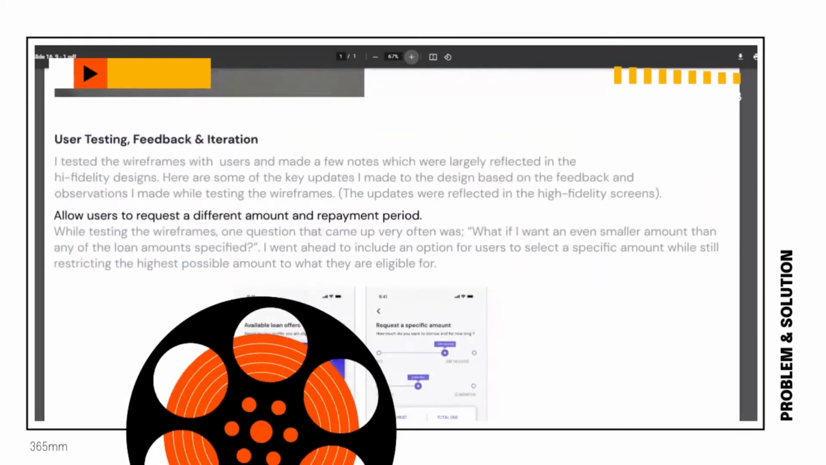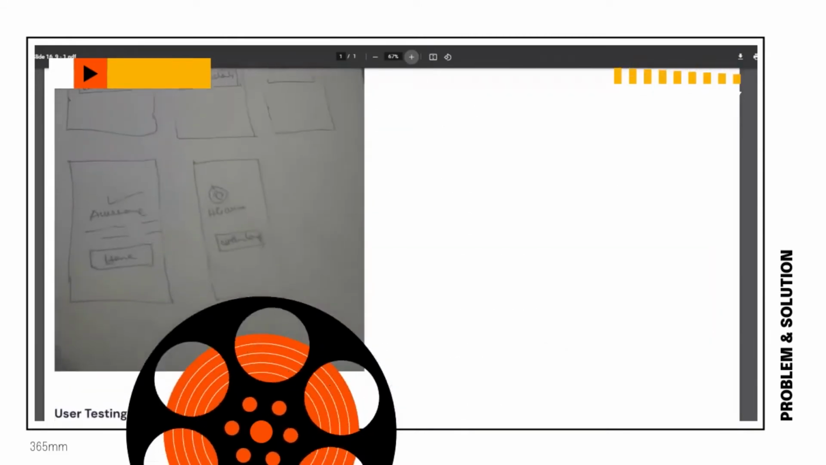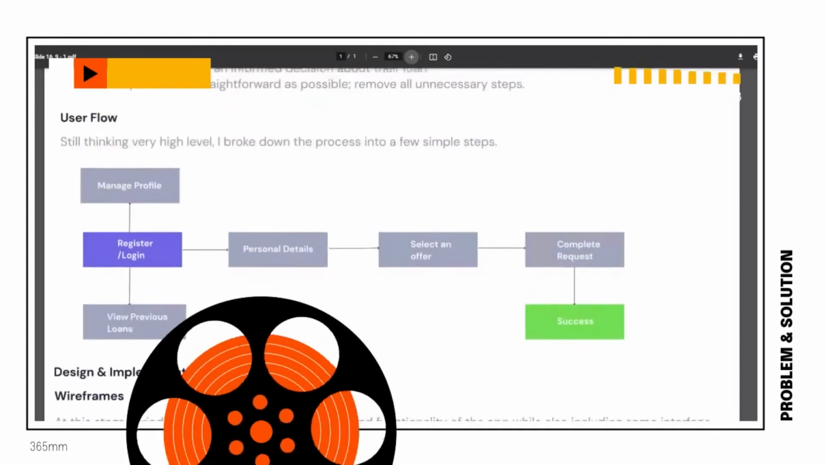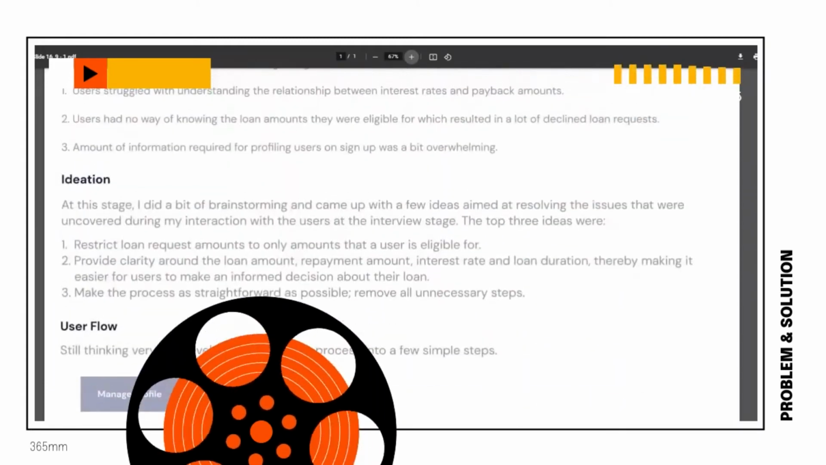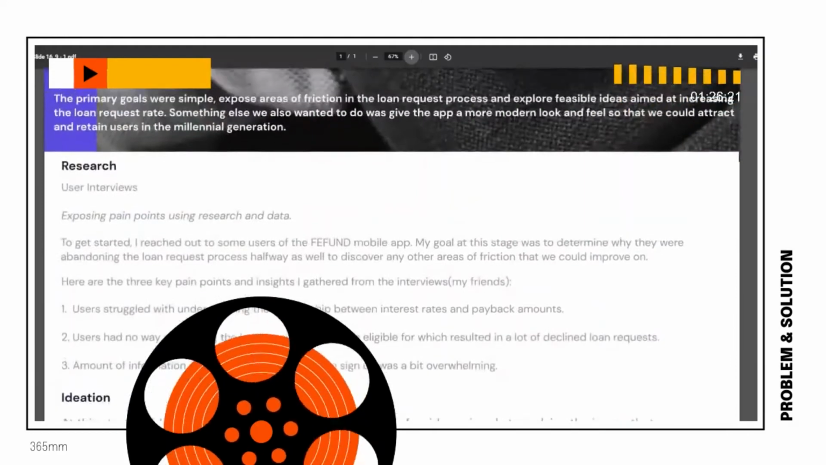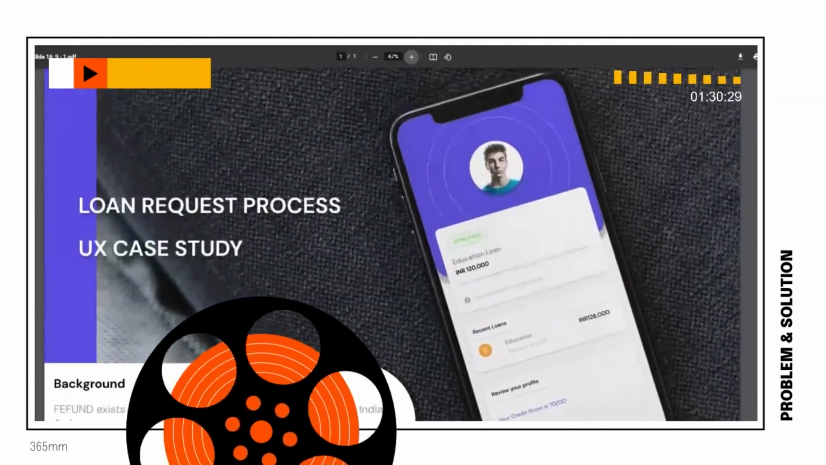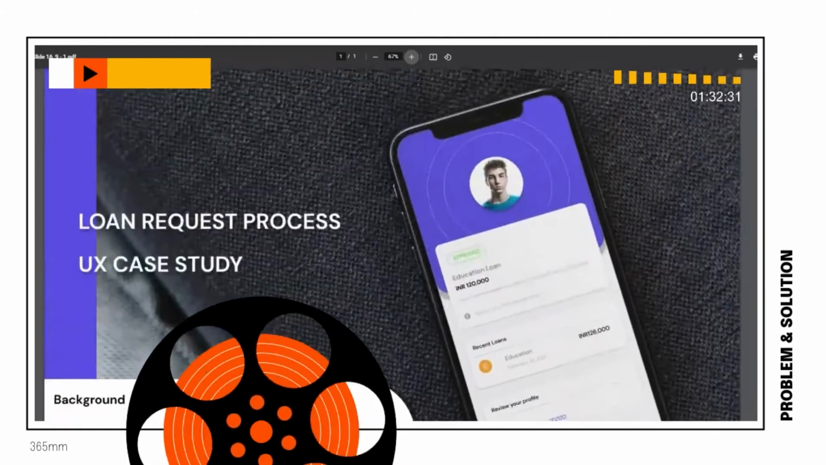The objective and primary goals were simple: expose areas of friction in the loan request process and explore feasible ideas aimed at increasing the loan request rate. Something else we also wanted to do was give the app a more modern look and feel so that we could attract and retain users in the millennial generation.